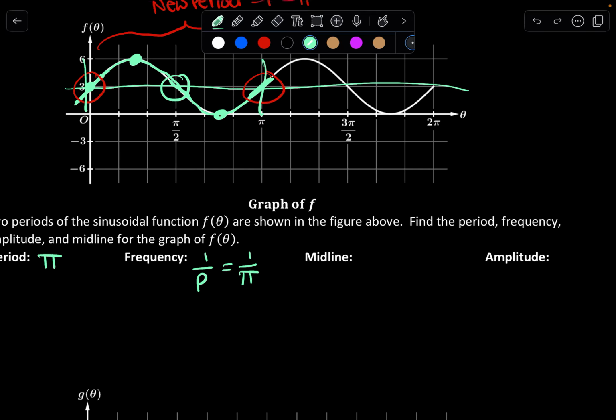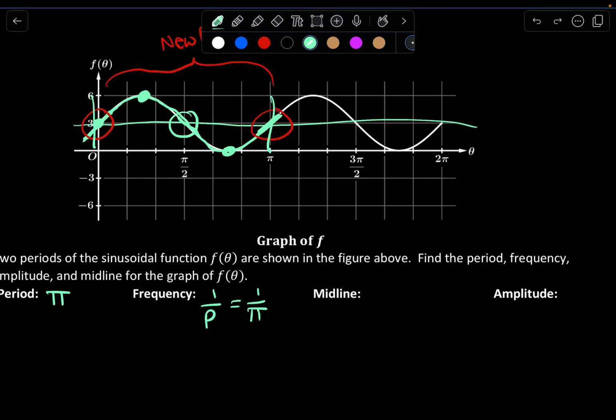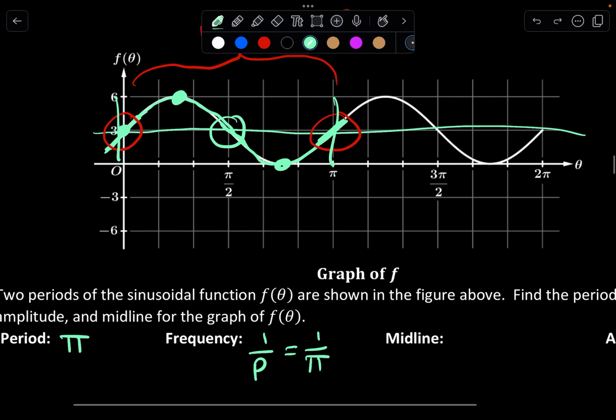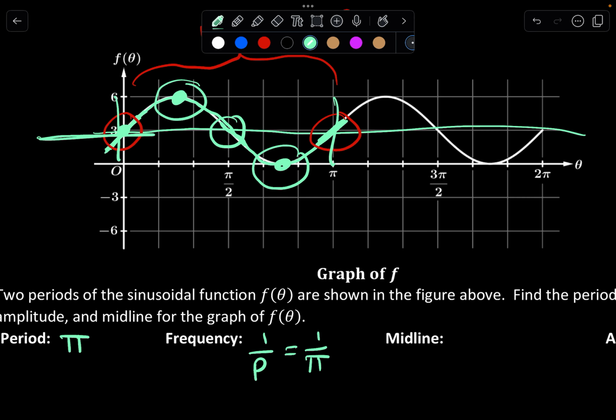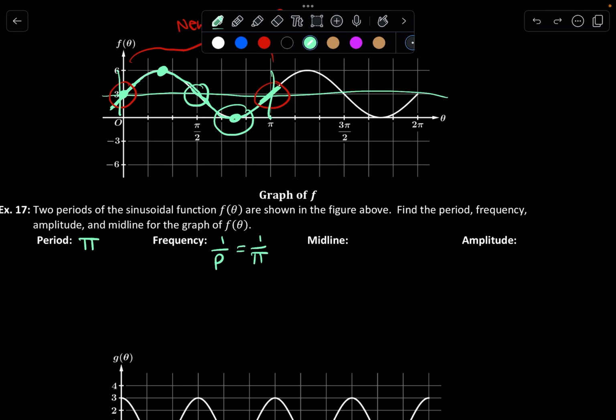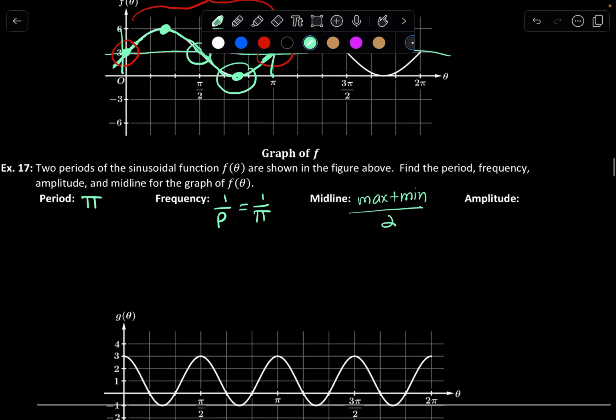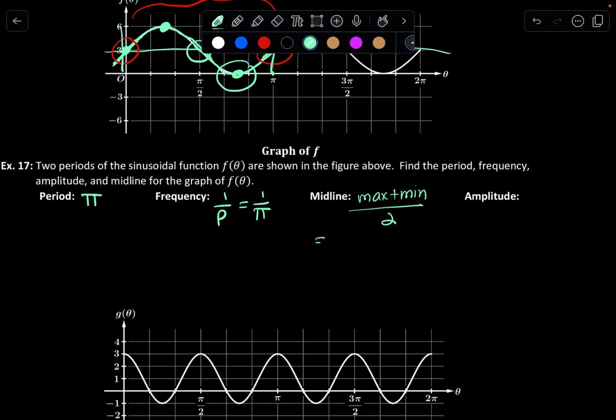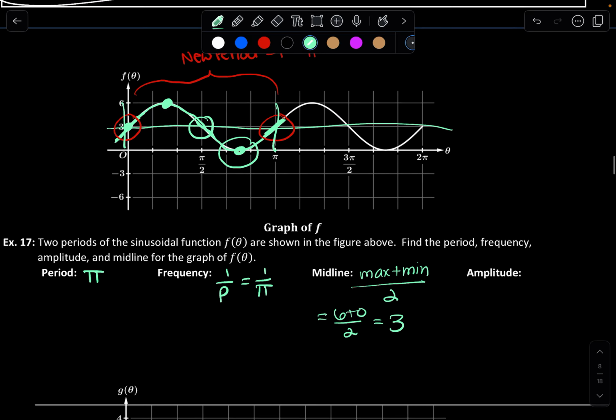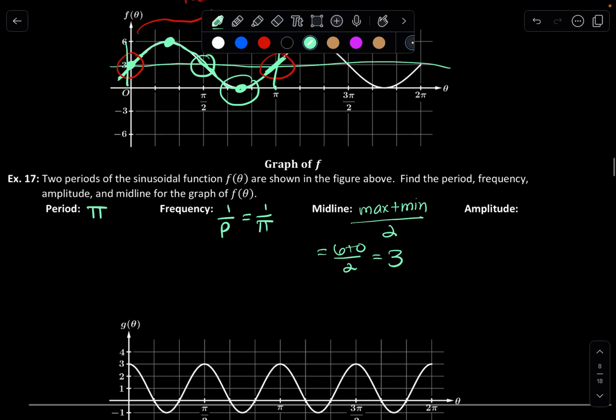The midline. So the midline, if you have a graph, graphically, it's usually going to be pretty straightforward. I can see that my minimum is at 0, my maximum is at 6, therefore my midline will be halfway, which is at 3, all right? Or you can use that little formula, which is max plus min divided by 2. You take the total distance between the max and the min, and then you slice it in half. So we have 6 plus 0 divided by 2, which is equal to 3, which is what we see on the graph here, that it's at 3.